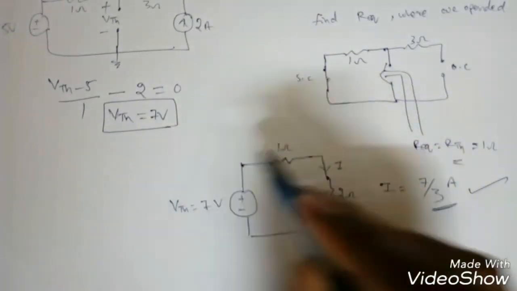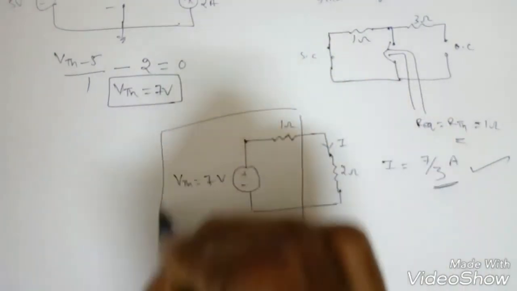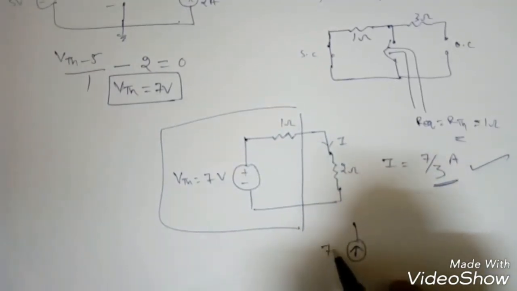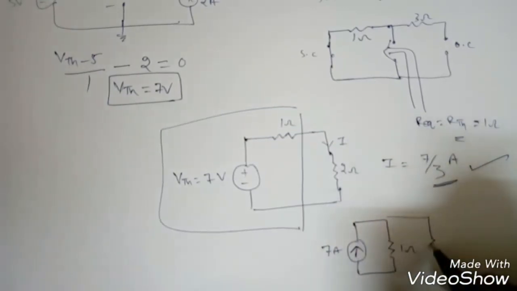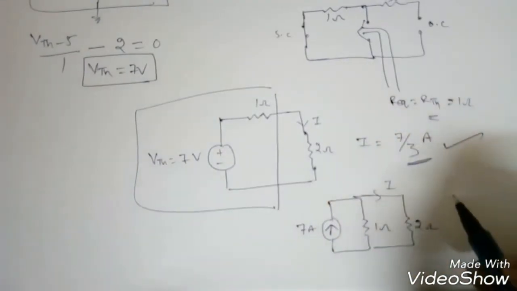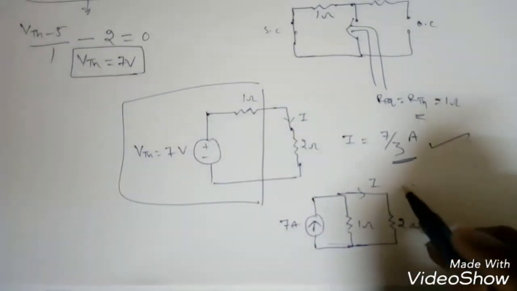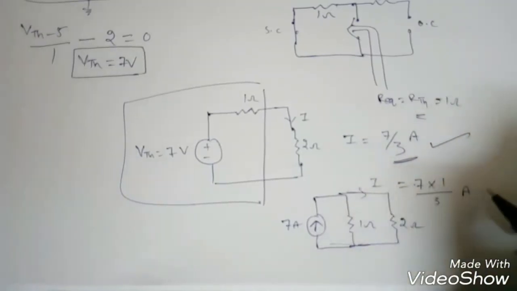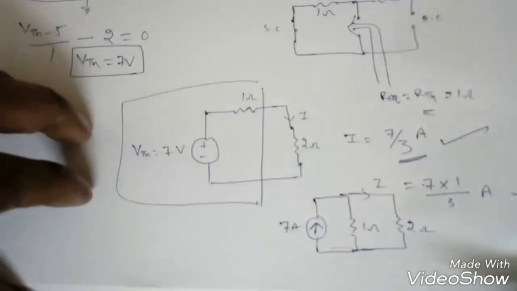Now how to find this equivalent Norton? So once we find VTH or RTH, then we can make this source transformation, that is minus is there, so it is going up, so 7 ampere, and this is 1 ohm, and this is 2 ohms. Now to find again by current division principle, I is equal to the main current into opposite resistance by total resistance, so 7 by 3, we get same answer. But this is not actual procedure. So actual procedure is another way.